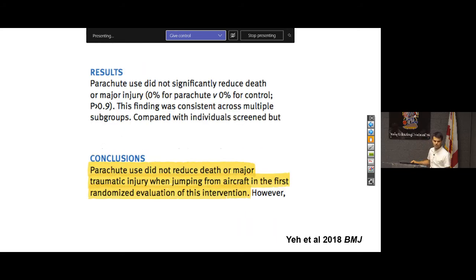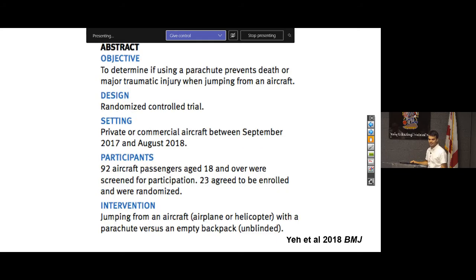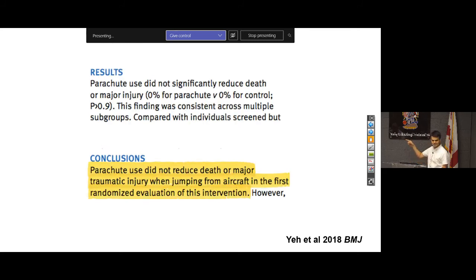And here's the conclusions. Somebody was dumb enough to actually put a North Face backpack on. So yes. So the results. Here we go. The parachute did not significantly reduce death or major injury. So no one got injured in the parachute or the control group. Statistically significant. Not statistically significant. So in this case, the parachute was not statistically superior to the North Face backpack.